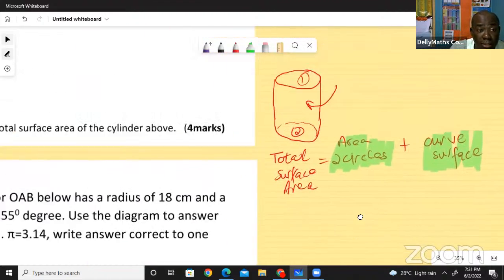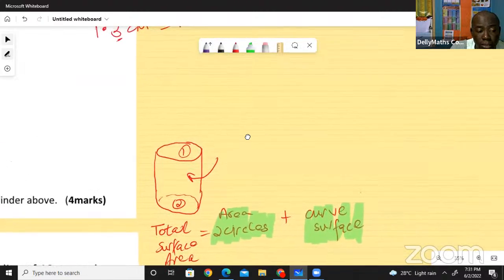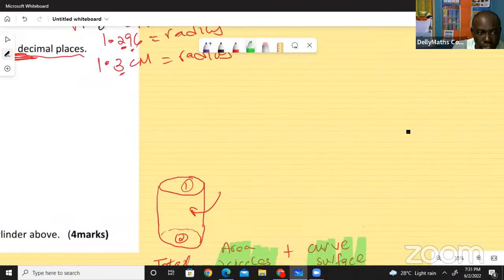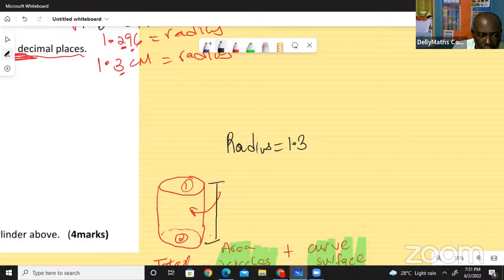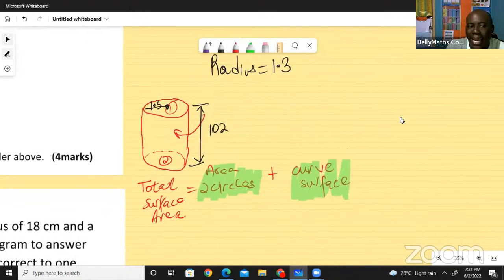Now, the measurements that you just found are important. We just found the radius. Let me write it. The radius is equal to 1.3. And that's the main thing. So the height here was given from the beginning, it's 102. And the radius of this circle, from here to here, is 1.3. So we're going to work out the 2 circle area and add it to the curved surface.